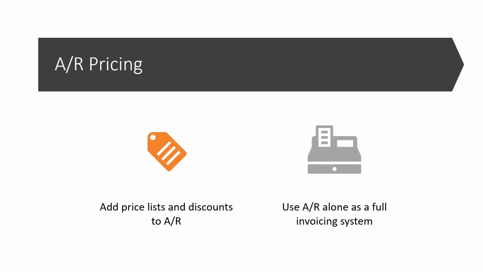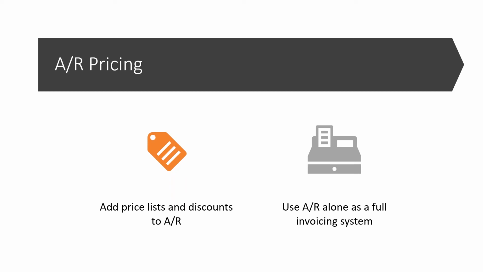In Sage AR, right now, there's just one price for a single AR item. There's no concept of price list. There's no concept of discounting at all. But with pricing, working with AR, it actually adds a concept of price list and discounts to AR. And then users can use AR standalone as a full invoicing system.